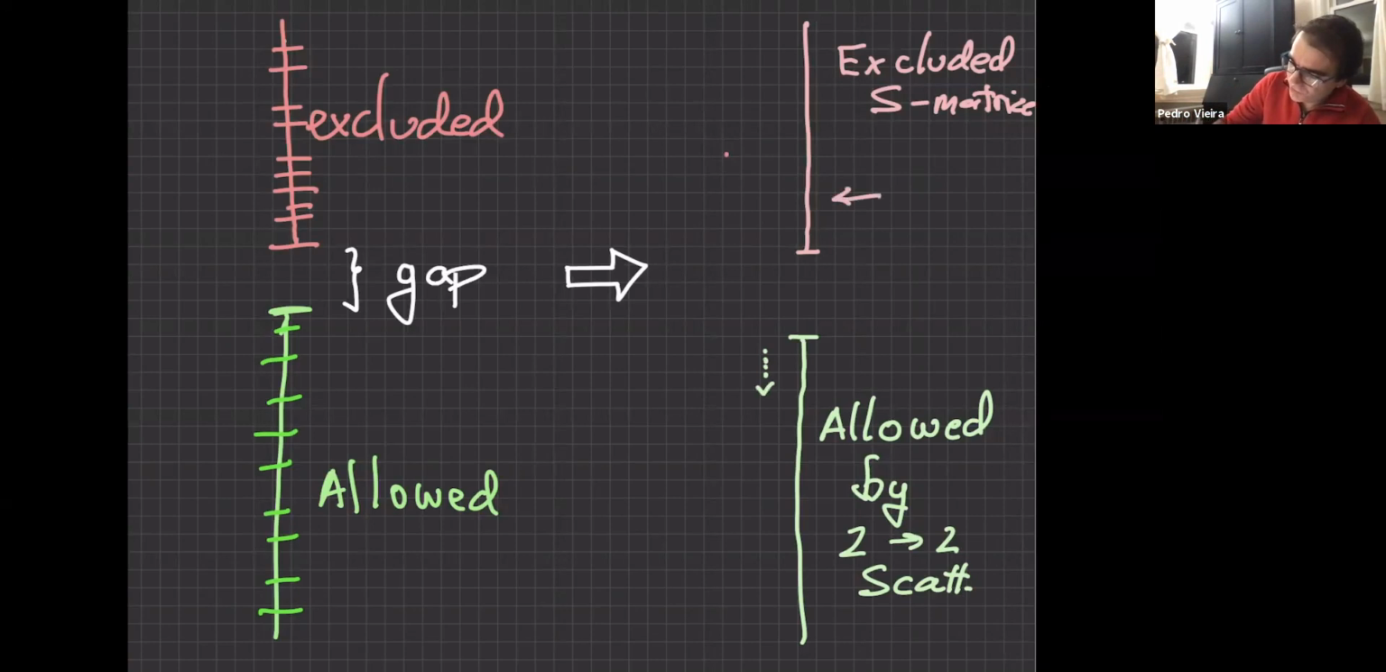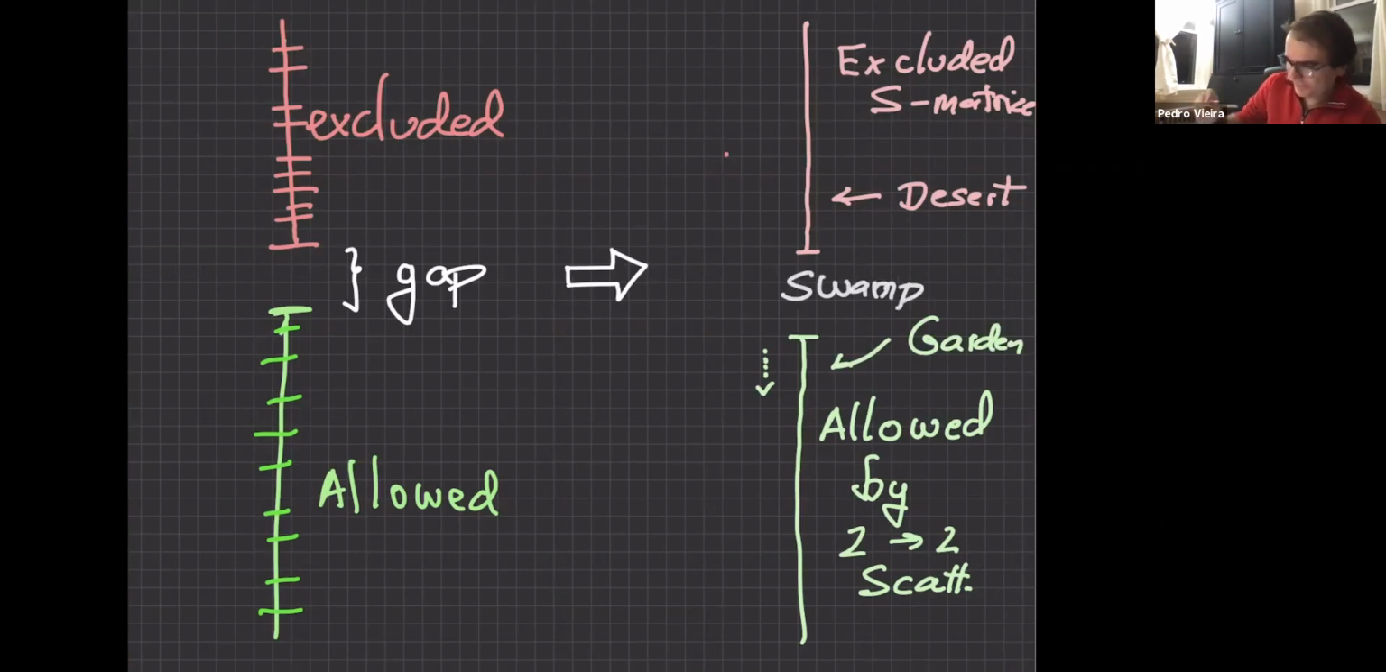So this we call the desert, no one is here, it's forbidden. This is allowed, we call it the garden. And of course, in the middle, there is the swamp. Okay. So that's the picture that we would like to try to develop a little bit.